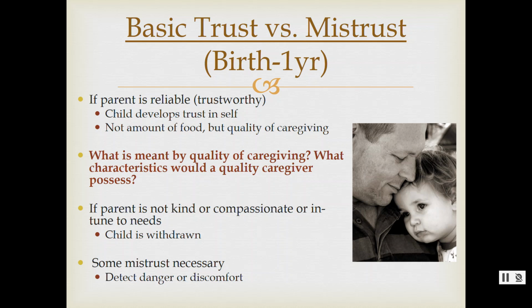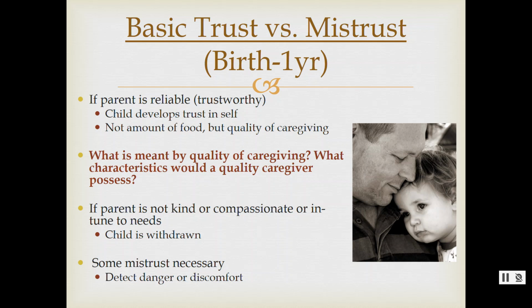So what do we mean by quality caregiver or quality of caregiving? What kind of characteristics do you picture when you think of a quality caregiver? You might have someone specific in mind or have already learned about these components, but basically it would be someone sensitive to the child's needs, affectionate, warm, loving, understanding. And that is going to lead to an outcome of trust.